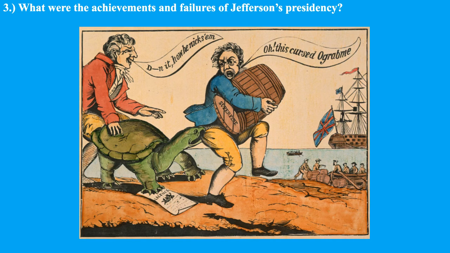Now, if the Louisiana Purchase was a major accomplishment of the Jefferson presidency, a major failure of the Jefferson presidency is the Embargo Act of 1807. And the Embargo Act of 1807 was a failure because it literally devastates the American economy. So war had resumed between Britain and France, who were once again blockading one another and stopping American ships from trading.